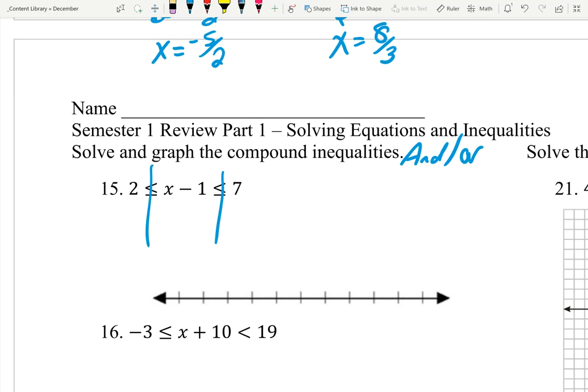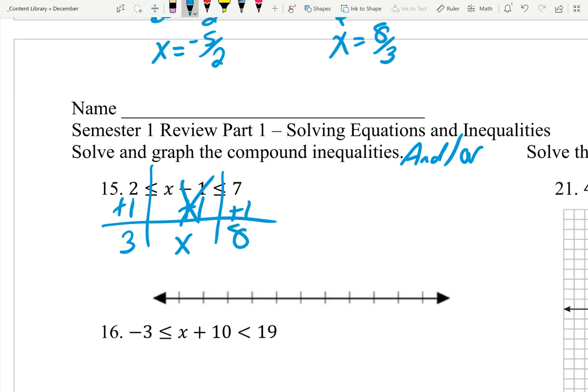So cancel it out, right? The opposite of minus 1 is plus 1. There we go. We've canceled it out. So now the x will be by itself in the middle. But I have to keep things balanced. So since I added 1 to cancel it out, I have to add the 1 to the other sides as well. So I'm going to add 1 to the left, and I'm going to add 1 to the right. And this results in 3 and 8.